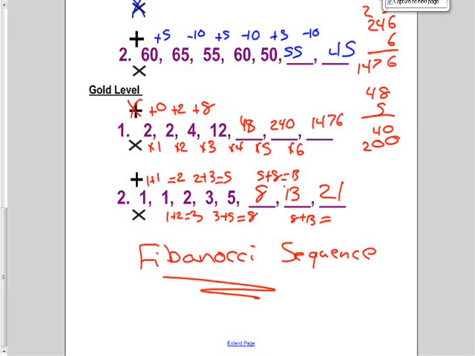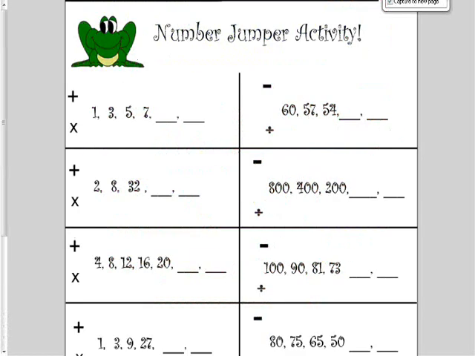All right, that concludes our lesson. You're going to go on and do the number jumper. Just remember as you do it, I really want to see what your jumps are, how you get from one number to the next. That's going to help you predict those next 2 terms. Good luck.